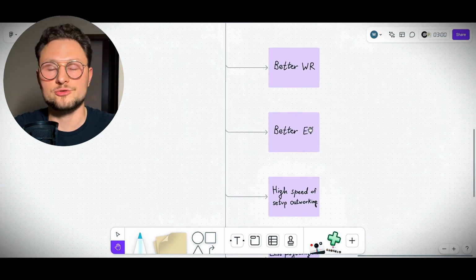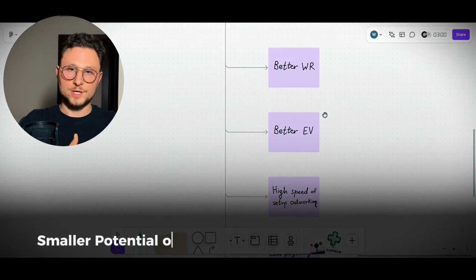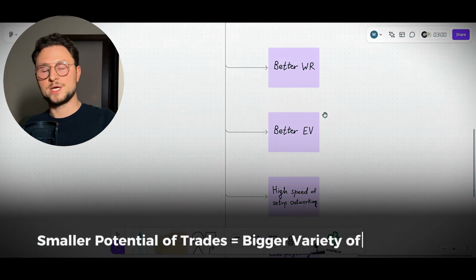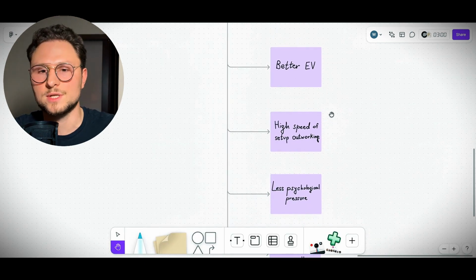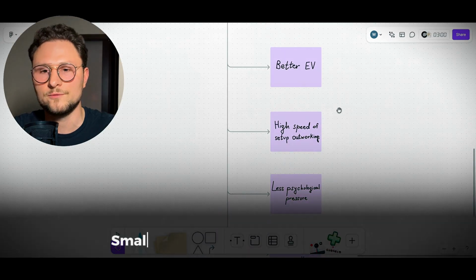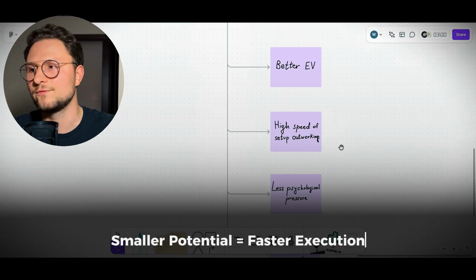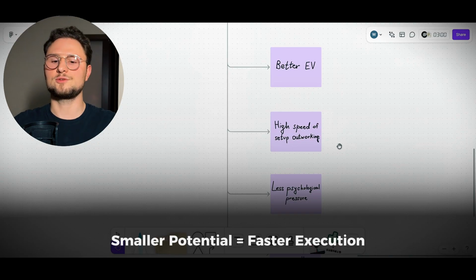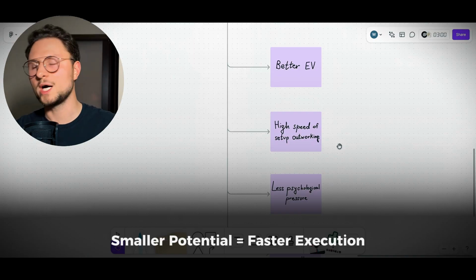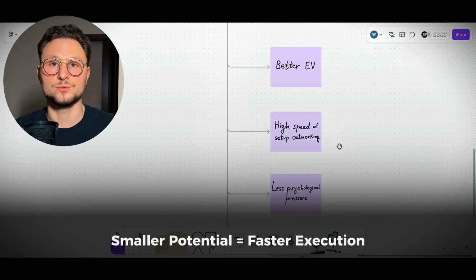Second, your trades appear more often. Smaller potential of trades equals bigger variety of situations. Third, your trades work out themselves much faster, because it's much easier for the price to make 3-5% of movement than 15%, 20%. Yes, for 3-5% you will wait maybe 5, 10, 15 minutes, and for 15-20% you can wait for 2 weeks.